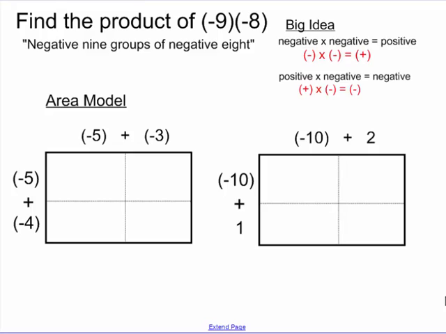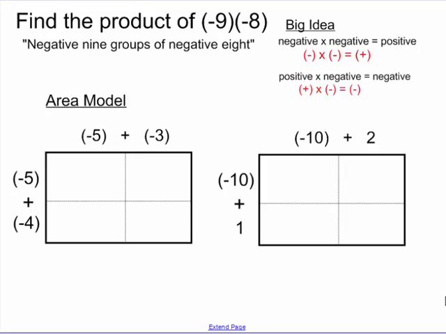Okay, let's try this example. Find the product of negative 9 times negative 8. So that's negative 9 groups of negative 8, which is a little tricky to think about. I've summarized our big ideas up here in the top corner, so they're handy to us. So we're going to try this with two different area models, and the second area model is going to be a little different. We haven't seen one like that before.